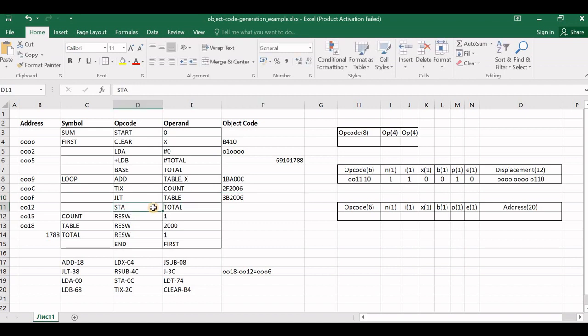So STA total, which format is this instruction present in? This instruction is not in format 1, it's not in format 2 and not in format 4 also. It is in format 3. So we'll take the template for format 3. Find out the opcode for the instruction STA. The opcode for the instruction STA is 0C.